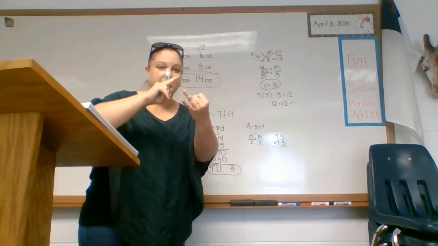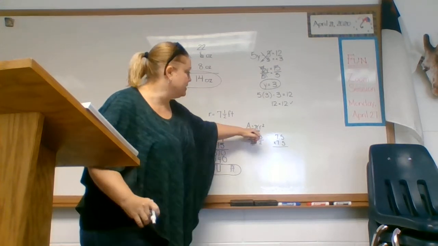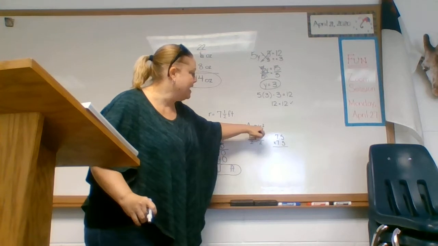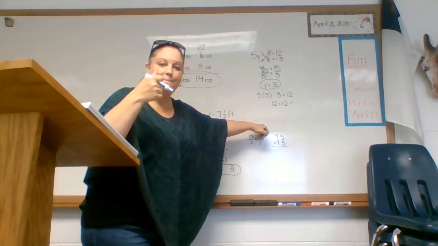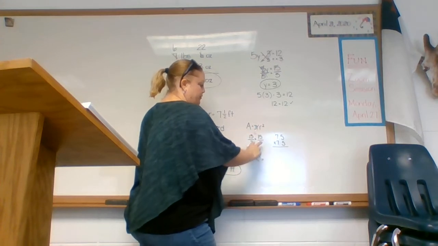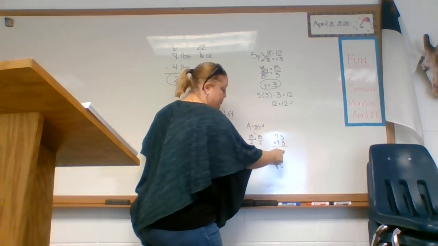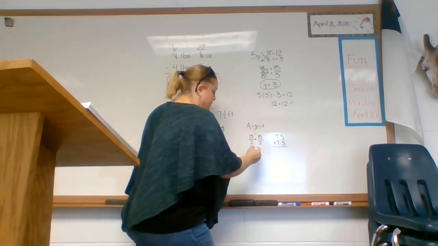PEMDAS says parentheses, exponents, multiplying or dividing, then adding and subtracting. So we can't multiply and then square it. PEMDAS, all right, stands for the exponent. You've got to take care of that first, whether you do it in fraction form or whether you do it in decimal form.